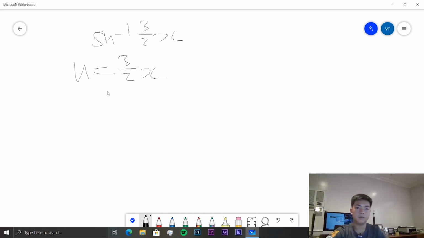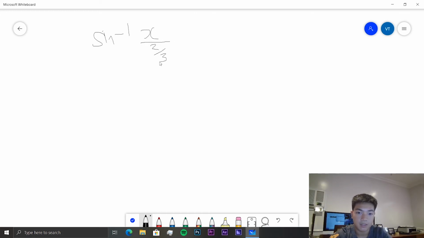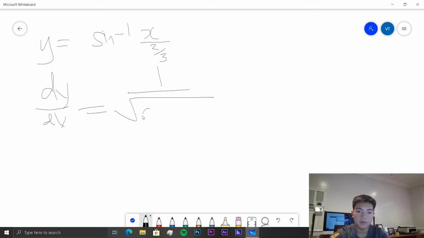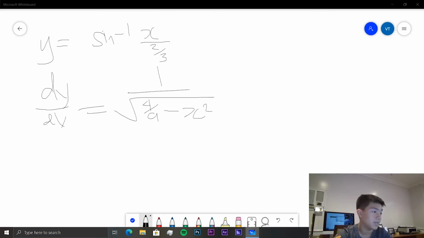Actually, do we want to chain rule this or do we want to just apply it? Never mind, let's just do this. This is actually equal to x times 3 over 2, which is equal to x divided by 2/3. So we can simply plug it into the formula, since we know dy over dx is equal to 1 over the square root of a squared minus x squared. So we just have 4/9, because that's 2/3 squared, minus x squared. So that should be the answer for this one.